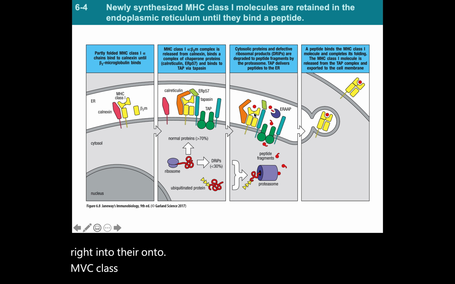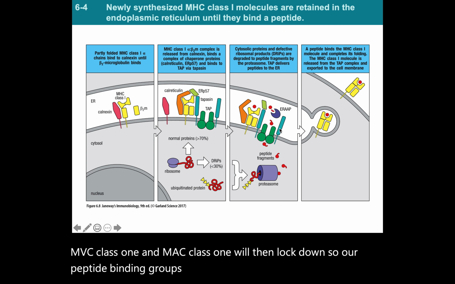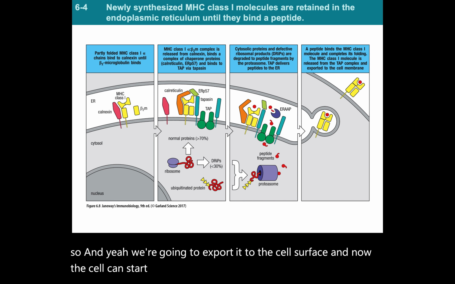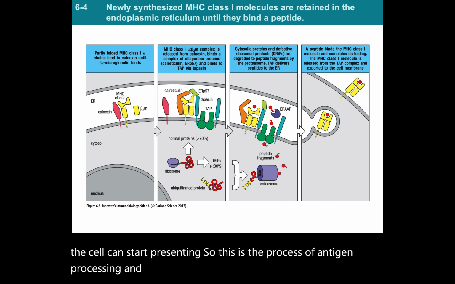MHC class 1 will then lock down. Our peptide binding groove is going to lock down onto the beta-2 microglobulin, just like so. And we're going to export it to the cell surface, and now the cell can start presenting. So this is the process of antigen processing and presenting for class 1 MHC presentation. So there you go.